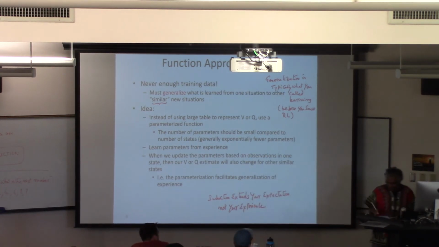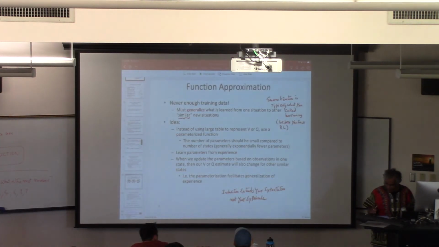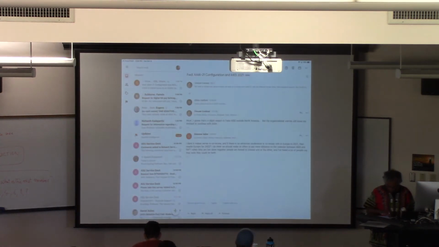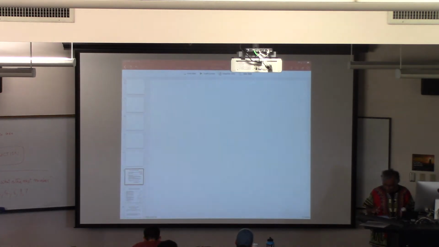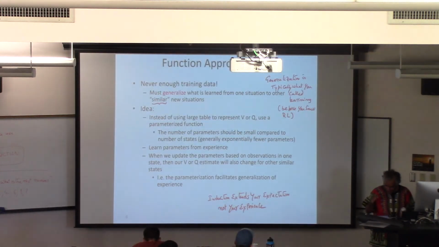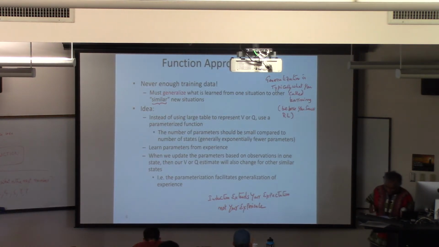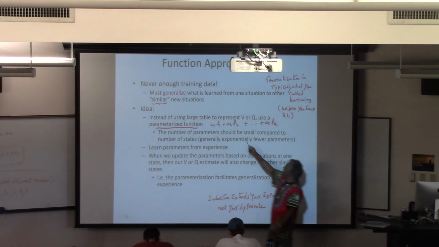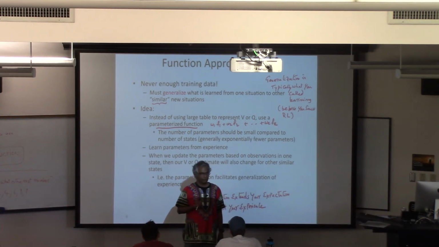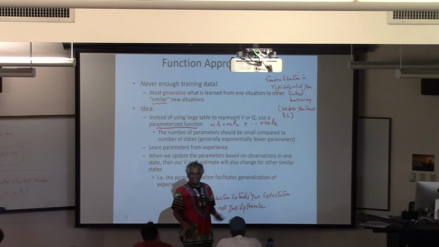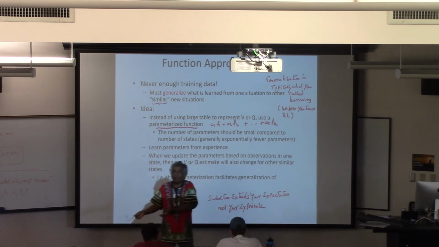As I mentioned, the parameterized function for me is of the form W1 times F1 plus W2 times F2 plus etc., Wk times Fk. Given a state, I know the Fi values. All I need to do is to find the weights such that that particular sum actually corresponds to the true value of the state.